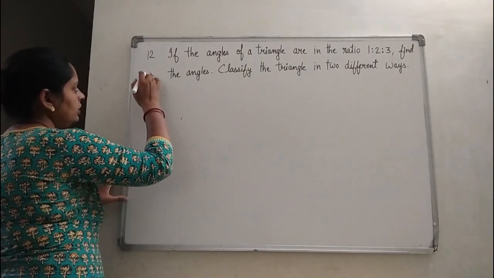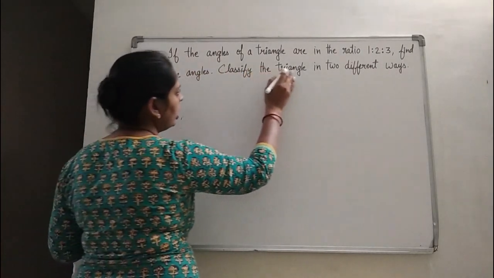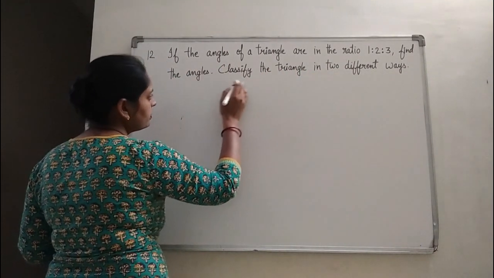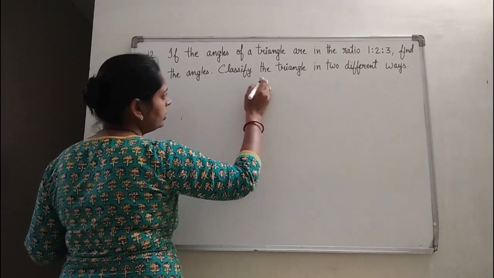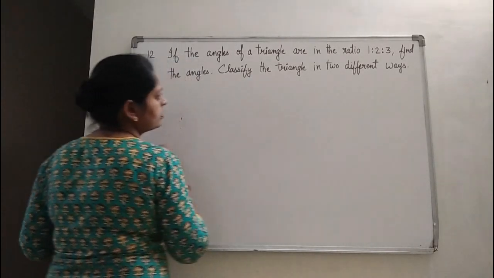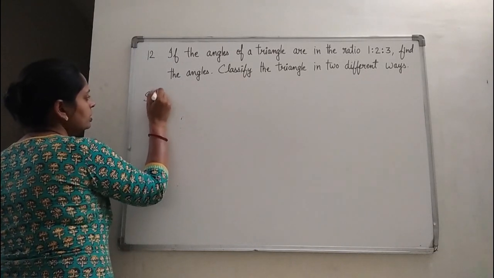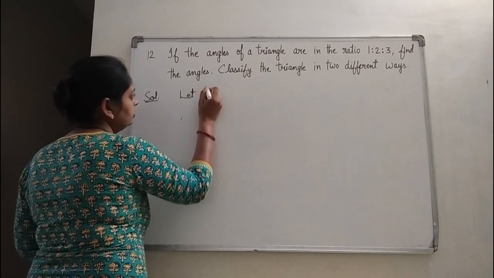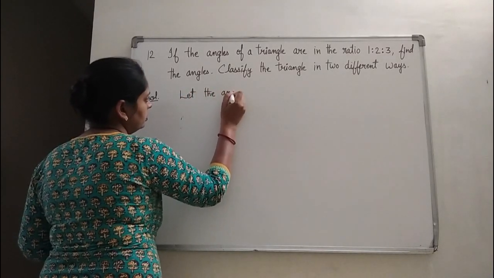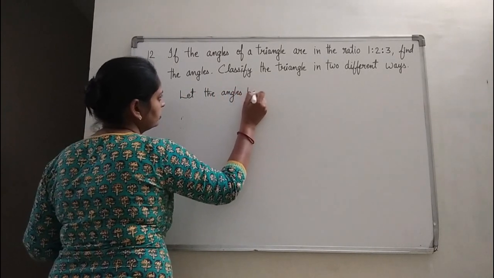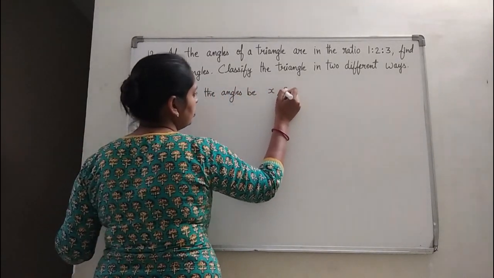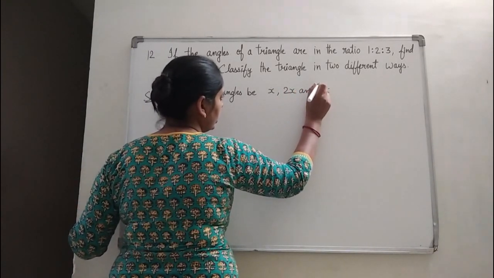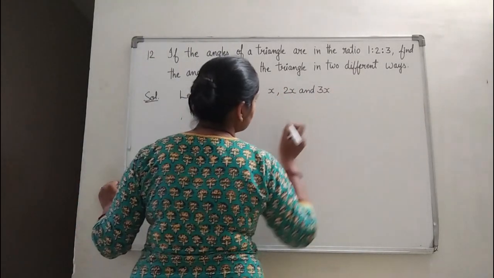Okay. Now see the 12th question. If the angles of a triangle are in the ratio 1:2:3, find the angles. Classify the triangle in two different ways. Now see, if the measurement of angles are in the ratio 1:2:3, then we can suppose, let the angles be x, 2x and 3x, so that the three angles should be in the ratio of 1:2:3.